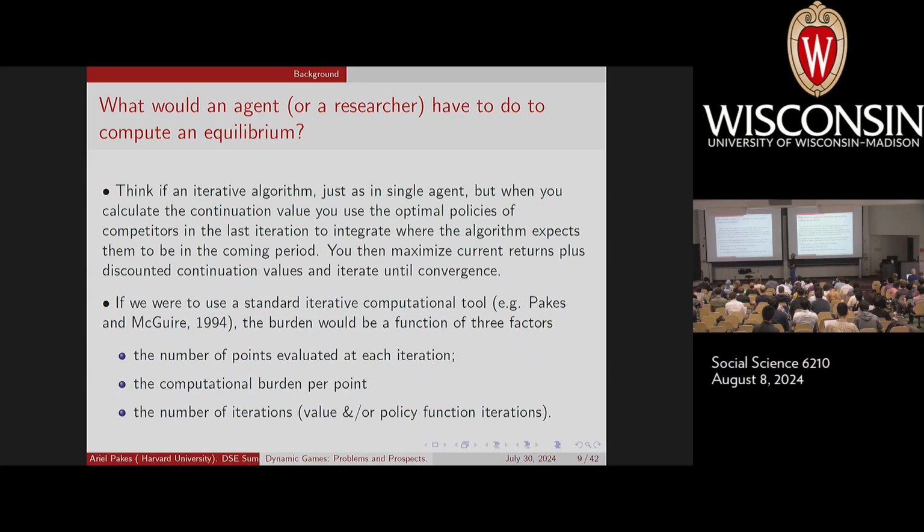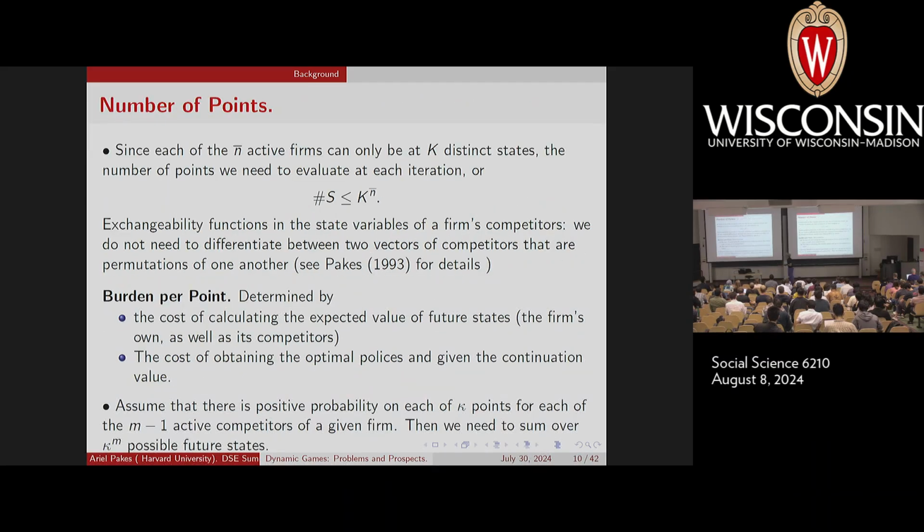Okay, so what's the burden of computing this? There are 3 components to it. There's the number of points you evaluate at each iteration. I'll come back to this. So I have to bring up each point and update it, okay? So there's a number of points. The computational burden per point, how much do I have to do to the point? And then the number of iterations, okay? So it's sort of simple. So the number of points is less than k to the m bar, where m bar is the maximum number of firms ever active, okay? But that can be a large number, okay?